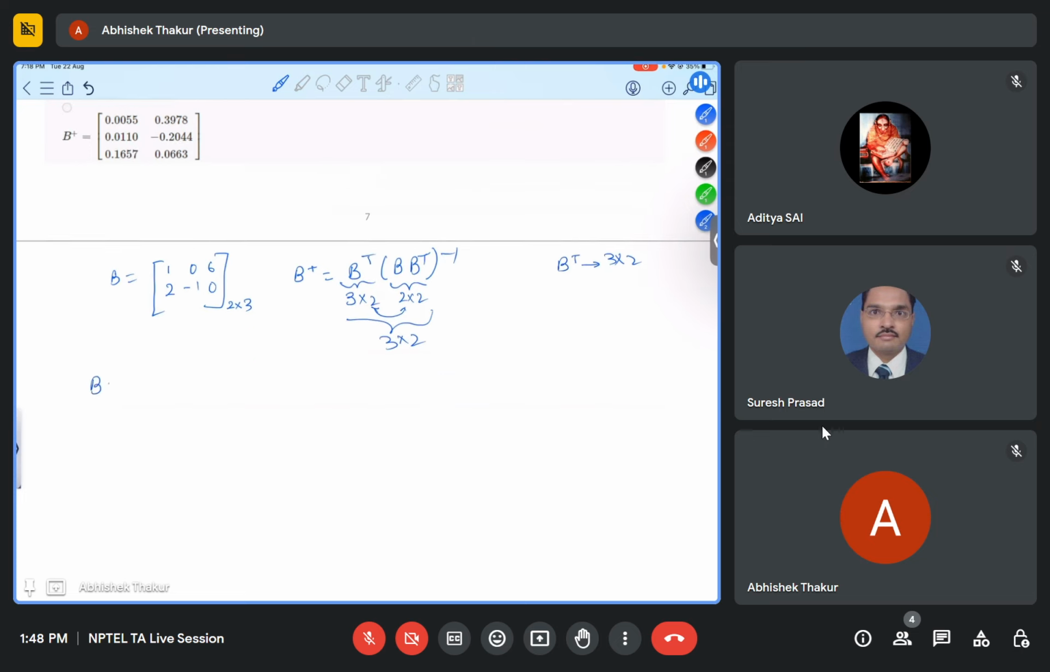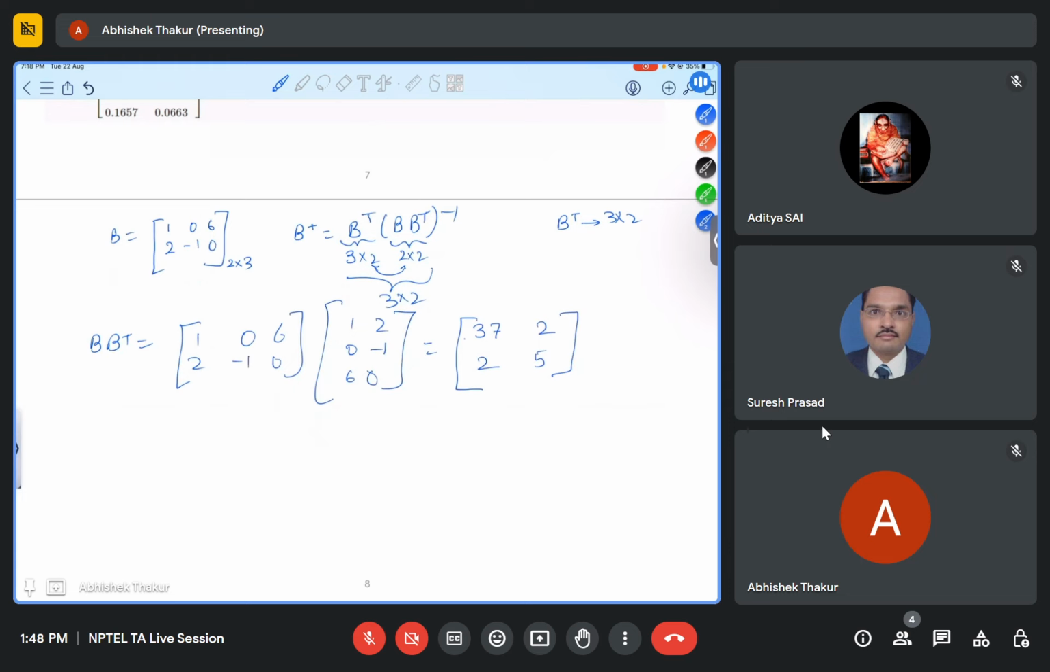So when you do B of B transpose, first we will do this. So we will get 1 0 6, 2 minus 1 0 multiplied by its transpose. This will be equal to 1 plus 36, that is 37; 2 plus 0, that is 2; 2 plus 0, that is 2; 4 plus 1, that is equal to 5.